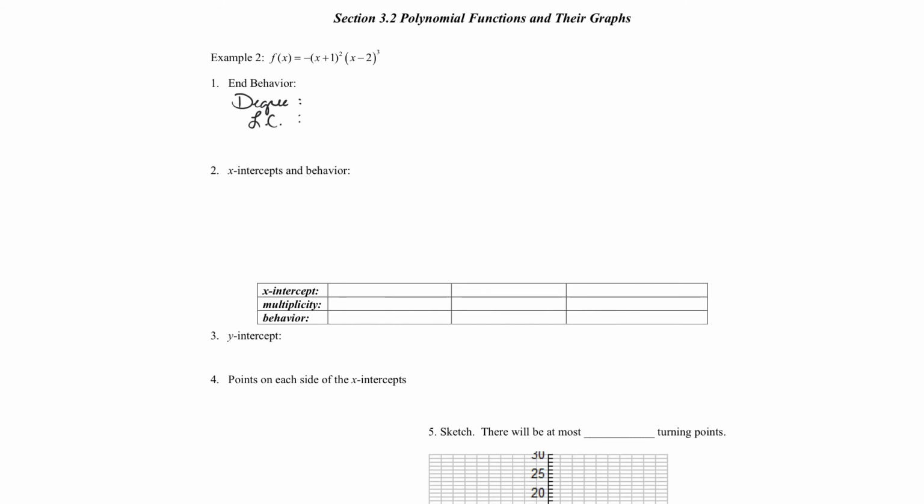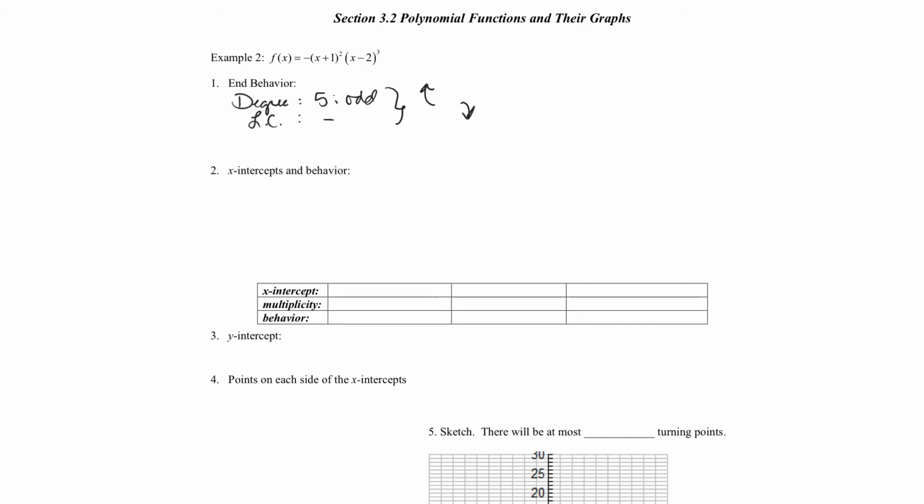The degree, because it's already factored, I'm going to count up how many linear factors of x. I've got 1, 2, 3, 4, 5. So the degree is 5, which is odd. And the sign of the leading coefficient is negative. So I know it's going to rise left and fall right.